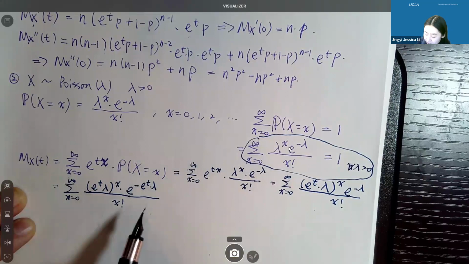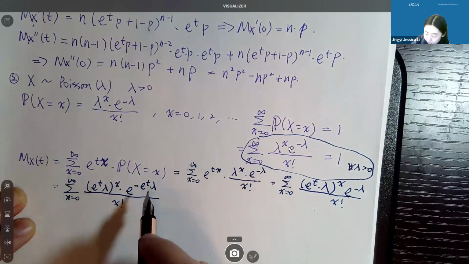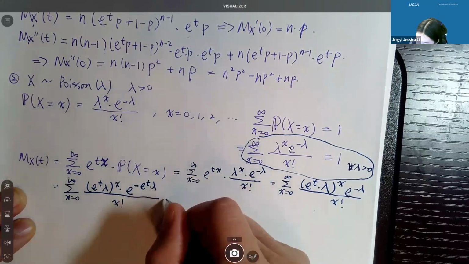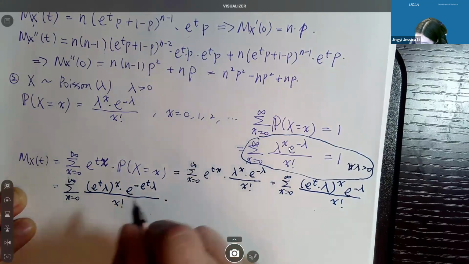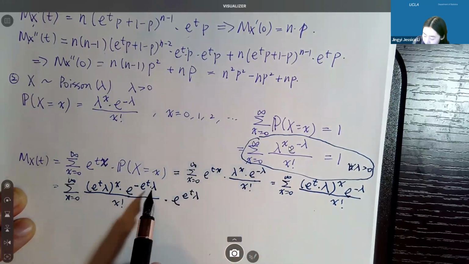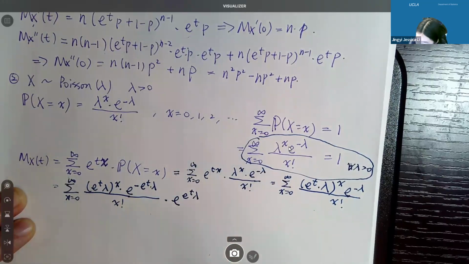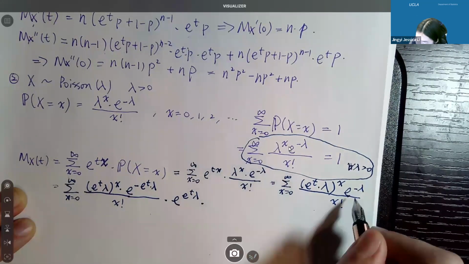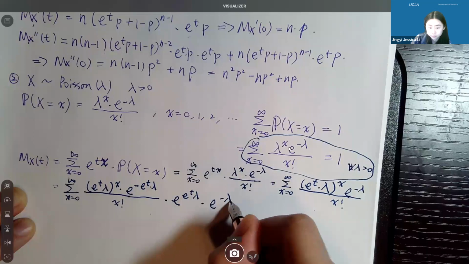But I need to make up for what I introduced, right? So I need to just create a canceling term. So I can just multiply by exponential to the e^(t) times lambda. This term and the term I introduced will cancel each other, give me 1 times what I left here, e to the negative lambda.